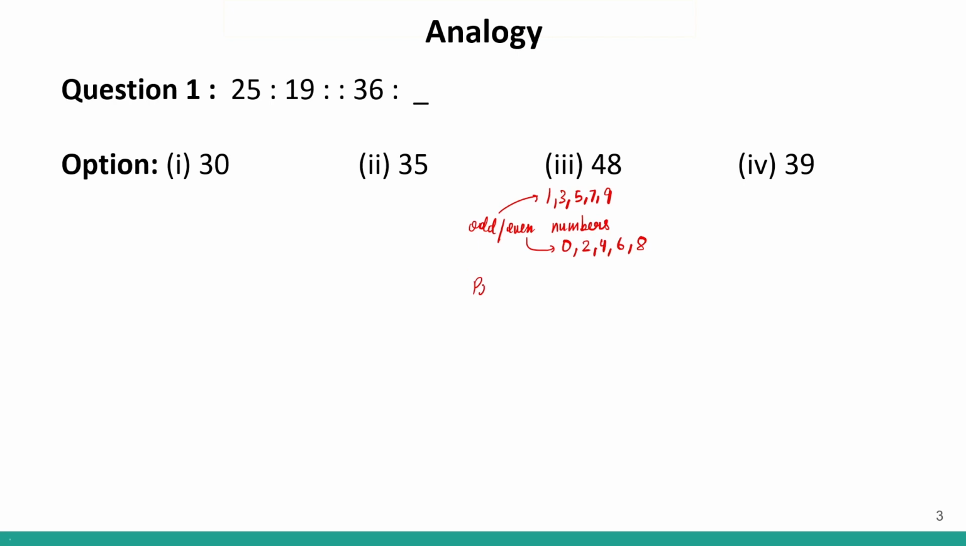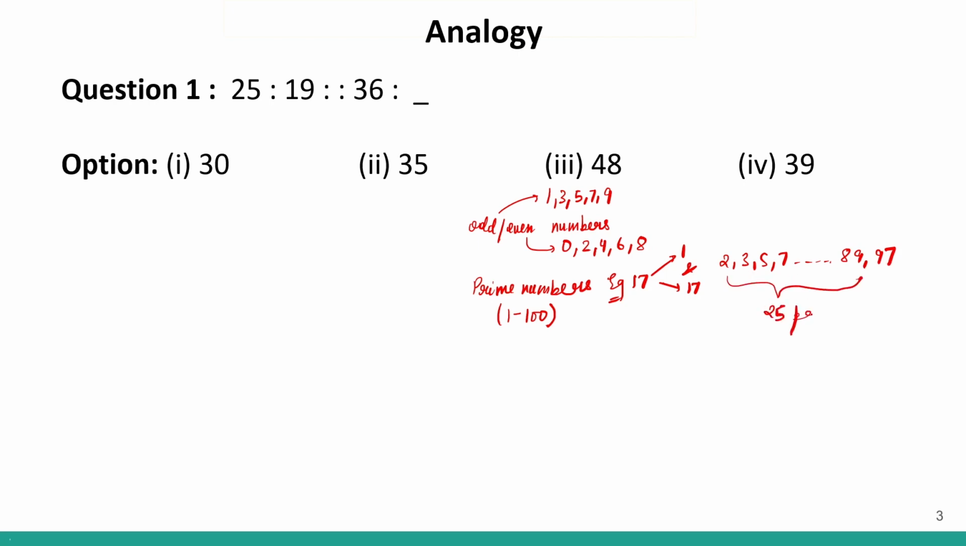Then we should know what prime numbers are. Prime numbers are those numbers whose factors are 1 and the number itself. For example, if we have the number 17, the factors of 17 will be 1 and 17, that is, 1 and the number itself. So you should remember prime numbers between 1 to 100. Correct? It starts from 2, 3, 5, 7, and so on up till 89 and 97. In totality, between 1 to 100, there are 25 prime numbers.